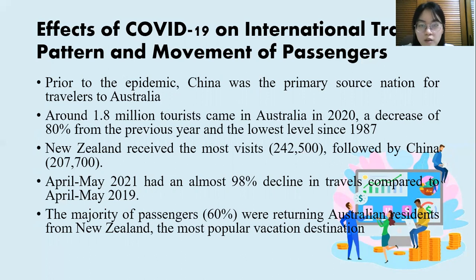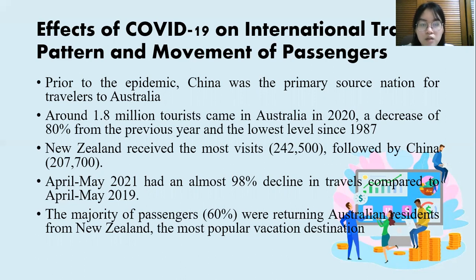April to May 2021 had an almost 98% decline in travels compared to April-May 2019. The majority of passengers, 60%, were returning Australian residents from New Zealand. In terms of other nations, visits from the top 10 countries decreased.